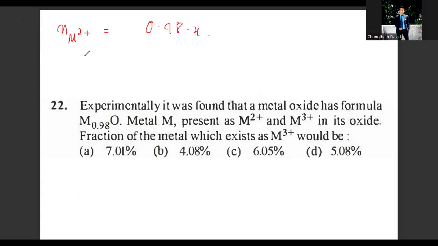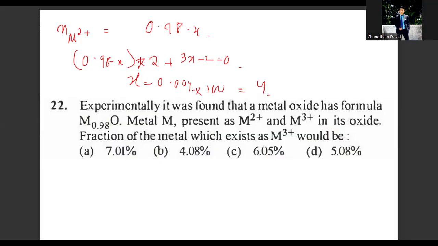So on balancing we have 2 into (0.98 - x) plus 3x minus 2 equals 0. So we can conclude that x equals 0.04. Right, and in percentage, if you multiply this with 100, approximately it gives 4.08. So the answer for question 22 would be B.